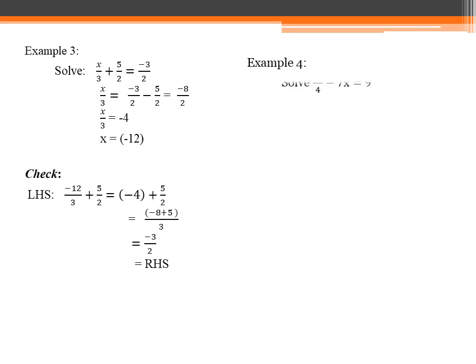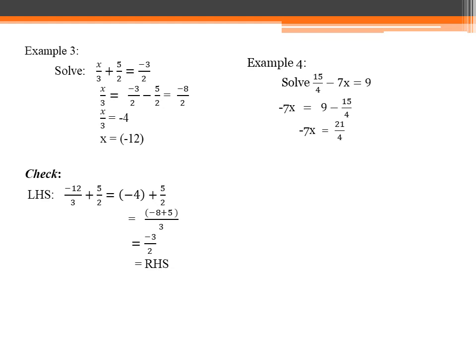Solve 15 by 4 minus 7x is equal to 9. In this equation, negative 7x is the term which is having the variable x. We need to isolate negative 7x on one side and 15 by 4 to be transposed to the other side, which implies negative 7x is equal to 9 minus 15 by 4, because in LHS 15 by 4 was positive, while transposing it comes as negative. Therefore, our new equation is negative 7x is equal to 9 minus 15 by 4, which implies negative 7x is equal to 21 by 4.